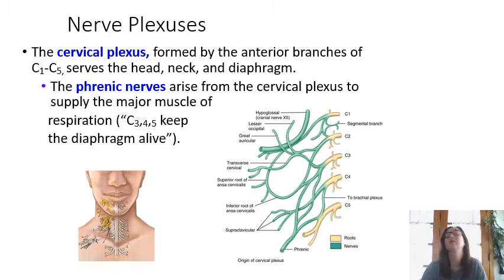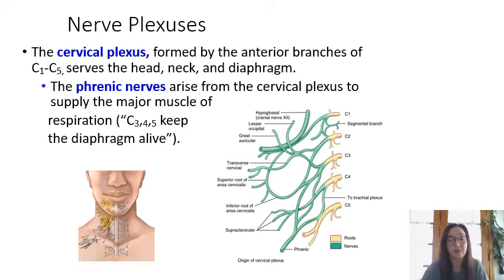So let's look a little bit more closely at some of these plexuses. All right, so the cervical plexus is in the neck. This is the branches of your first cervical nerve through your fifth cervical nerve. So those C1 through C5 nerves branch off of the spinal cord, and then they kind of start twisting together. And that twisting together is what we refer to as the cervical plexus. And then after they branch together, they branch apart again and form other nerves.